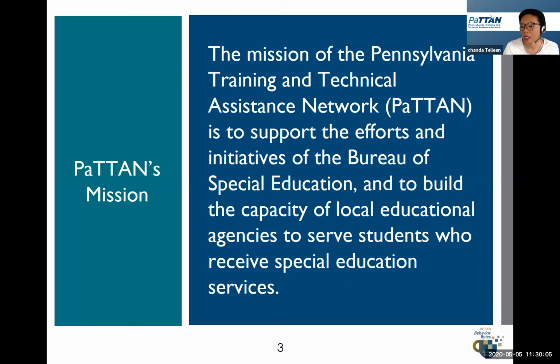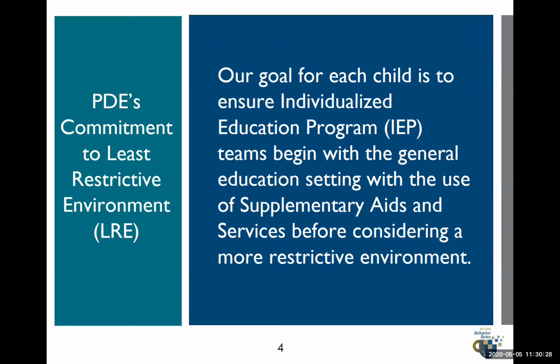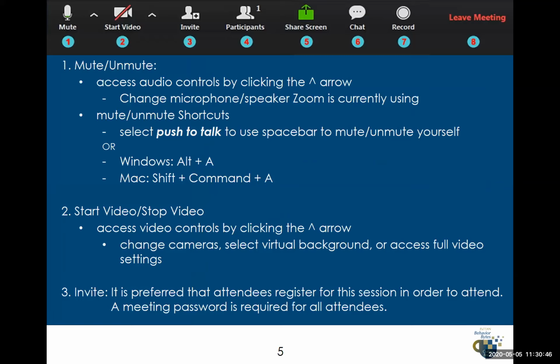So I just want to start off by talking about the mission of Patton. Our mission is to support the efforts and initiatives of the Bureau of Special Education and to build the capacity of local educational agencies to support and serve students with special needs. Our goal is for each student to be educated in the least restrictive environment through the use of supplementary aids and services before considering a more restrictive environment. We always want to put our mission and our commitment upfront so that we all know that we're on the same page.